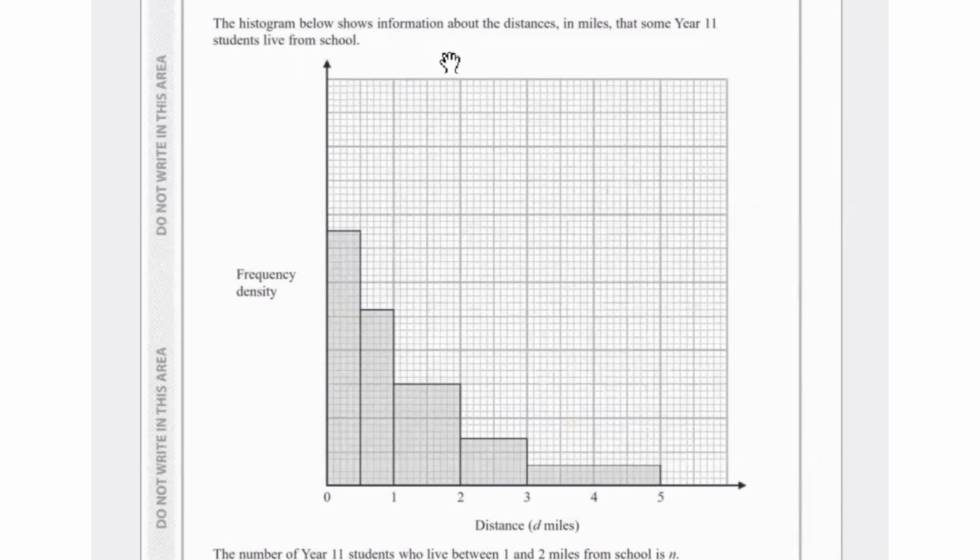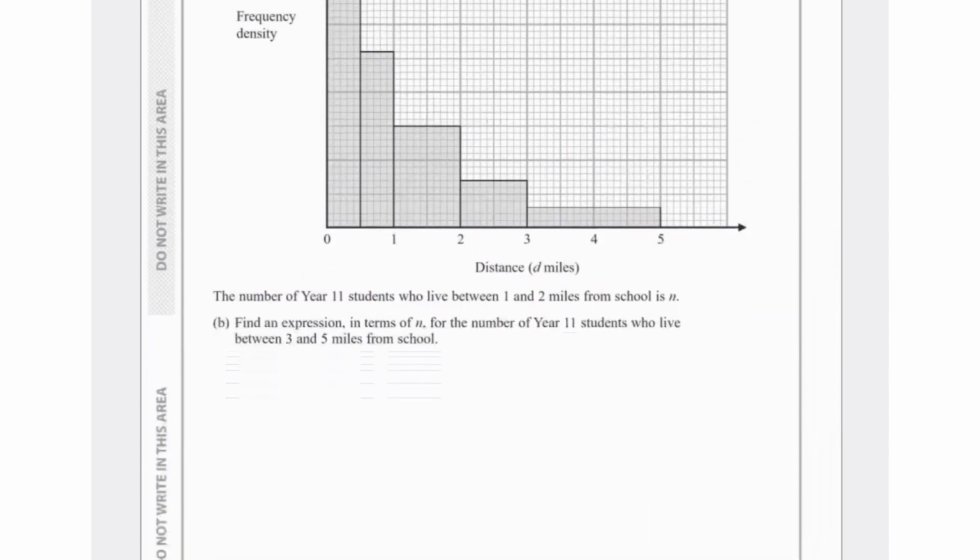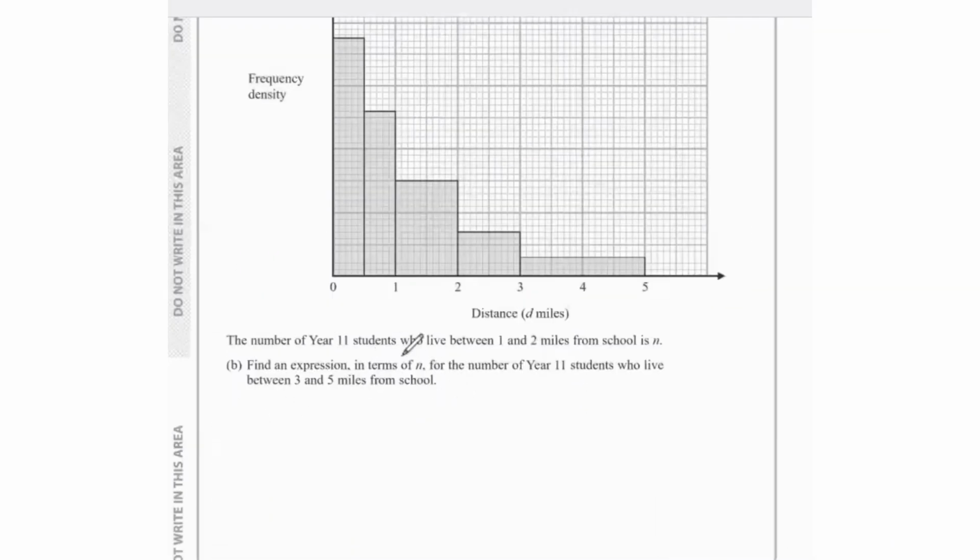Then it says the histogram below shows information about the distances in miles that some year 11 students live from school. So in part B, it says the number of year 11 students who live between 1 and 2 miles from school is n. Find an expression in terms of n for the number of year 11 students who live between 3 and 5 miles from school.